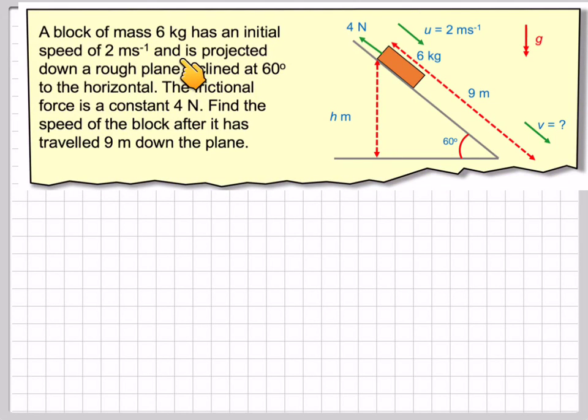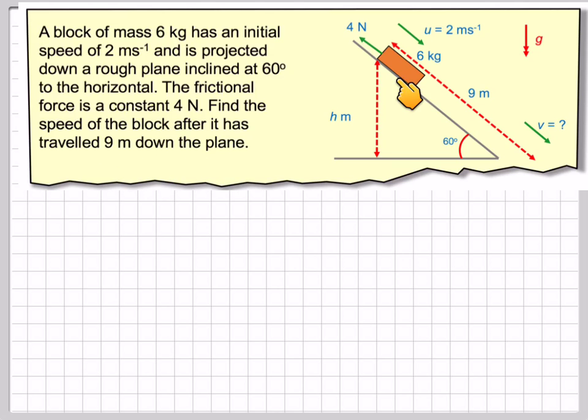A block of mass 6 kilograms has an initial speed of 2 meters per second and is projected down a rough plane inclined at 60 degrees to the horizontal. The frictional force is a constant 4 newtons. Find the speed of the block after it has travelled 9 meters down the plane.